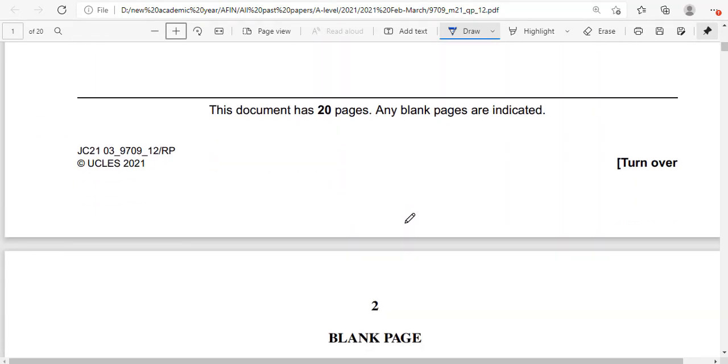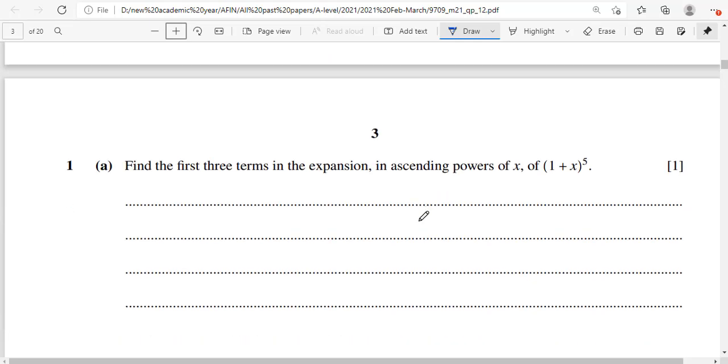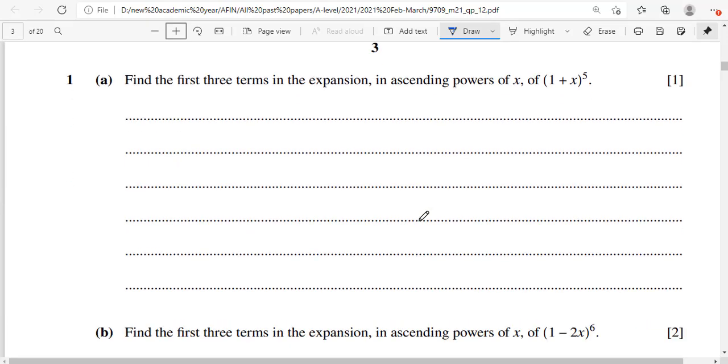This paper has 1 hour and 50 minutes. So we begin with question 1A that has 1 mark. Find the first 3 terms in the expansion in ascending powers of x. Ascending powers of x means we are going to write 3 terms with x power 0, x power 1, x power 2, which are the first 3 terms.